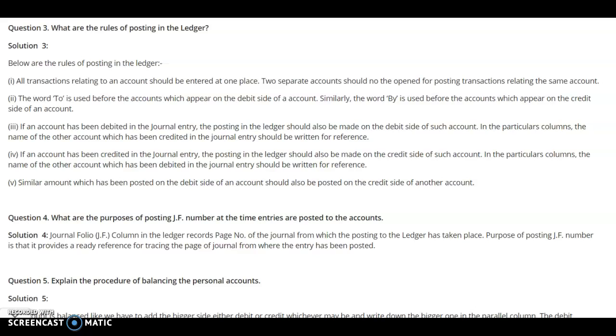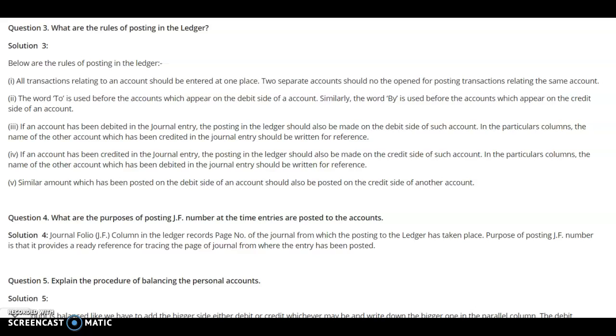Similar amount which has been posted on the debit side of the account should also be posted on the credit side of another account. This is based upon the basic journal double entry system that there must be equal debit to credit. Now, what are the purposes of posting JF?